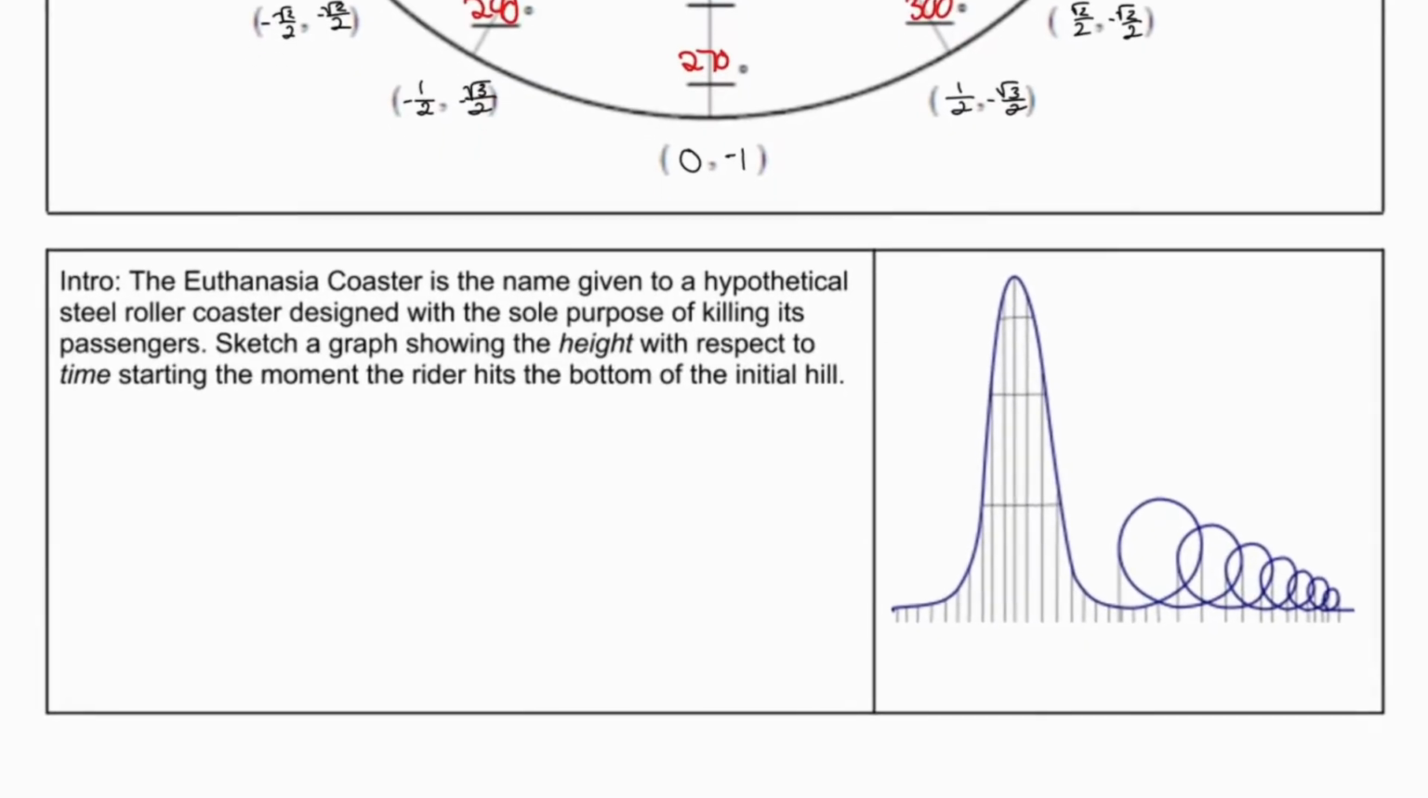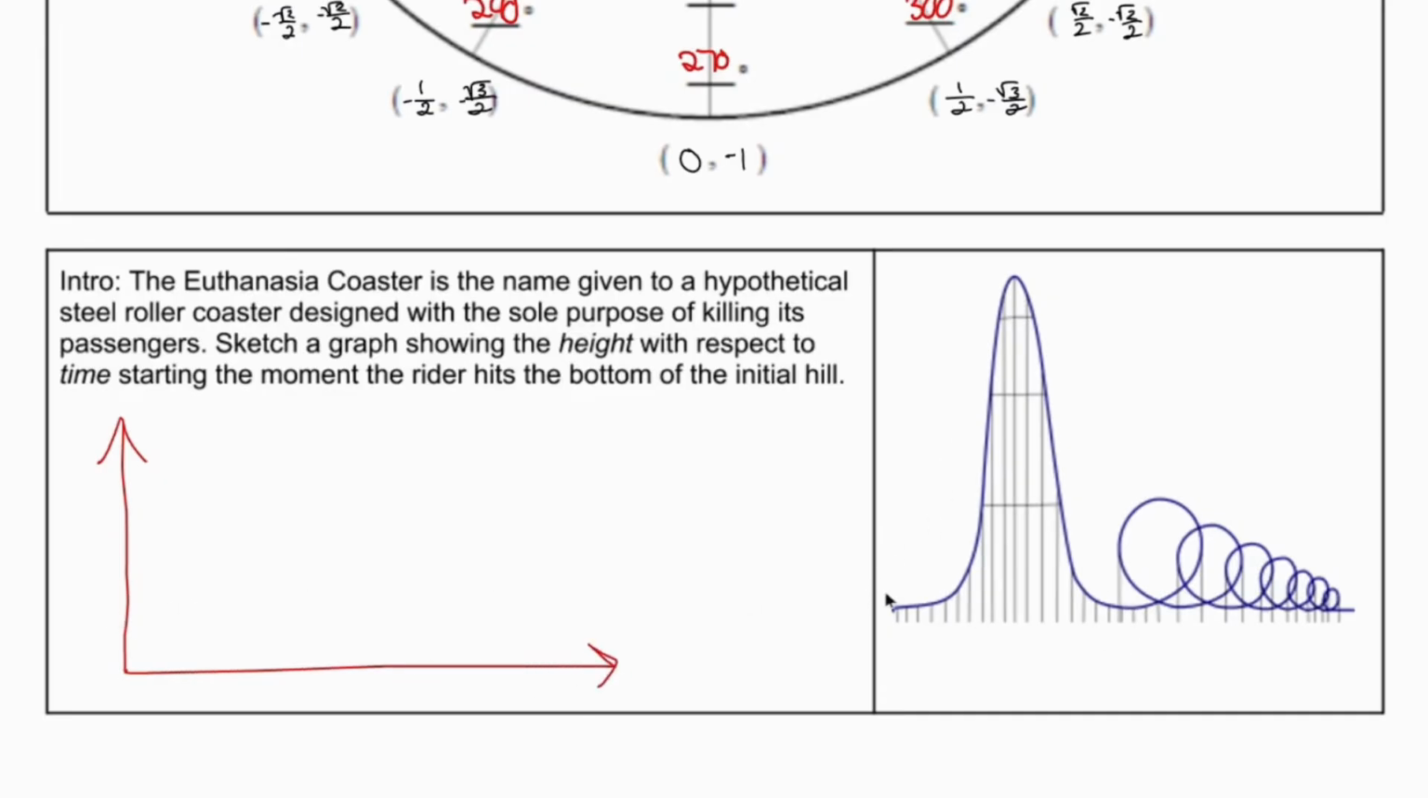Yes, a problem that I created. I always love these. The euthanasia coaster is the name given to the hypothetical steel roller coaster designed with the sole purpose of killing its passengers. Sketch a graph showing the height with respect to time, starting the moment the rider hits the bottom of the initial hill. Okay? So, a fake problem with a fake roller coaster.